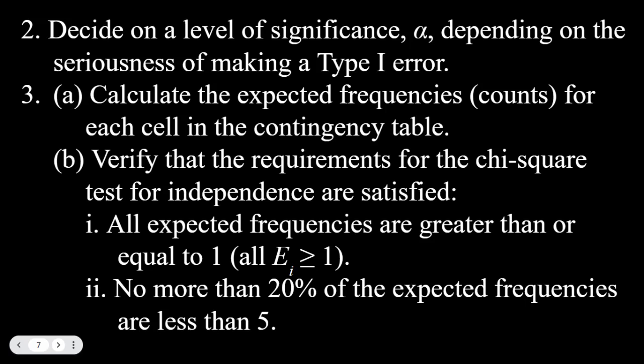Then, part B, we will verify the requirements for the chi-squared test for independence are satisfied, and they are the same as the chi-squared test that we used in 11.2, and that is that all the expected values are greater than or equal to 1, and no more than 20% of the expected frequencies are less than 5.